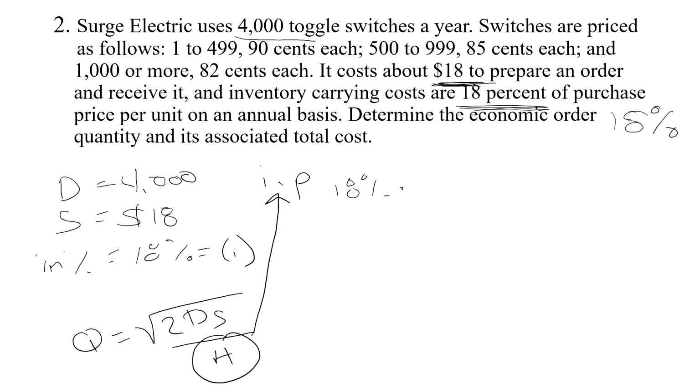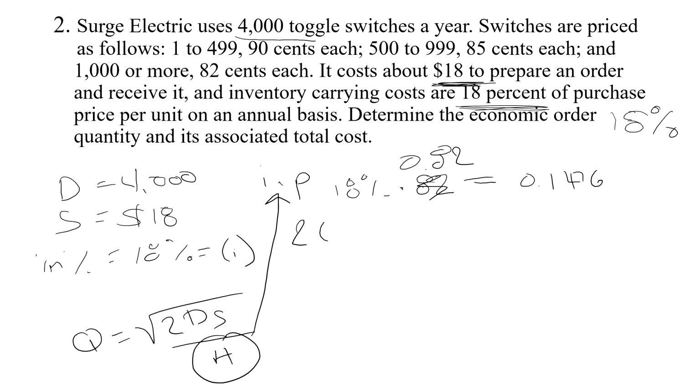In this case, we're going to start with 82 cents. And the reasoning for that is because we're going to say if they order 1,000 or more, it's going to be 82 cents each. We're trying to get the best possible price, and we know they order 4,000, so we know that's at least over that 1,000, so that's how we're going to try and calculate and see if we can get the best price there. So this is 82 cents, sorry, 0.82. So when we plug that in, we're going to get 0.1476 for H.